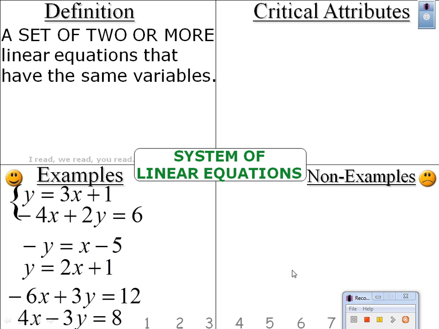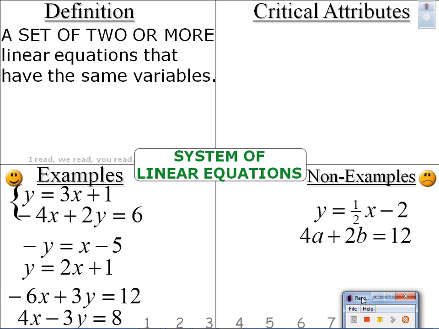Check this out. Look at this. y equals 1/2 x minus 2 and 4a plus 2b equals 12. This is not a system. Think about it as you're writing it down. Why would this not be a system of equations? Think about it. Talk it over with your neighbor. Why is this not a system?